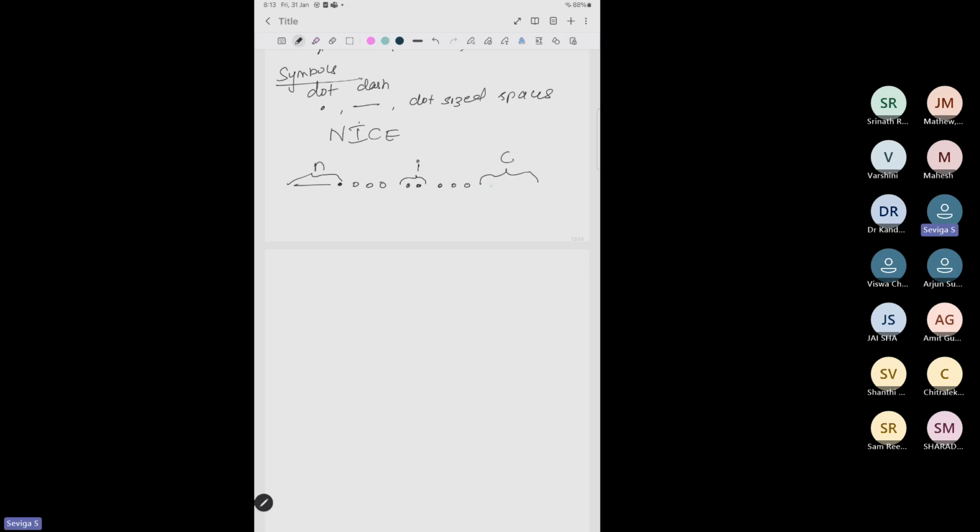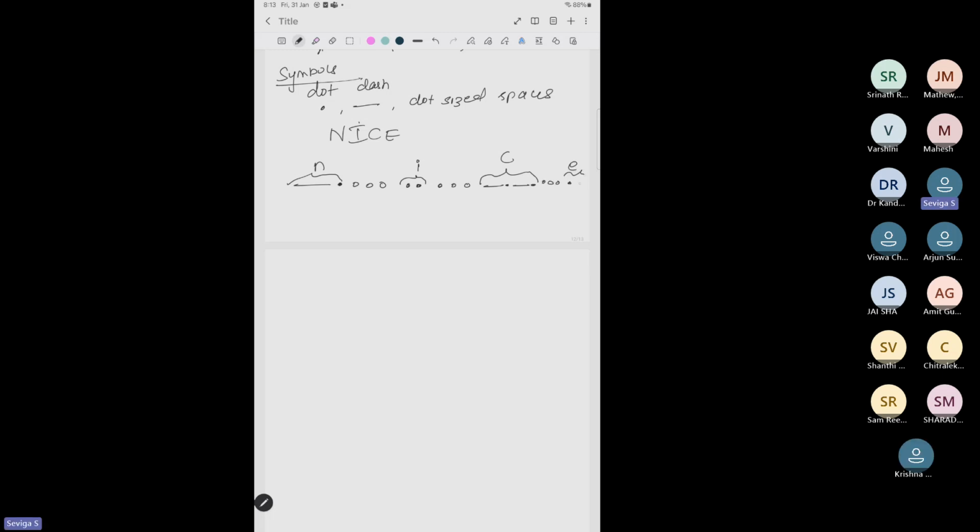C can be written as dash dot, then three spaces. Then E is written by one dot, then three spaces. So this is how we send it. These are all tones. This dot is a short tone, dash is a long tone. And we saw the length of dots and dashes.